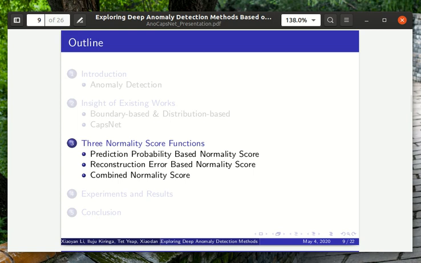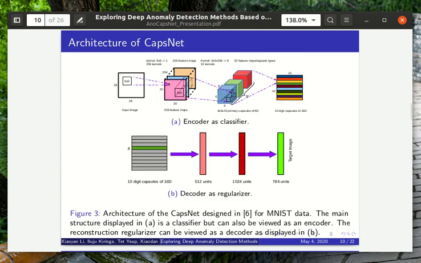Next, let's look at the proposed methods, three normality score functions. This is the architecture of CapsNet for MNIST, studied from the main paper Dynamic Routing Between Capsules. The main structure displayed in Figure A is a classifier, but can also be viewed as an encoder. The reconstruction regularizer can be viewed as a decoder, as displayed in Figure B.